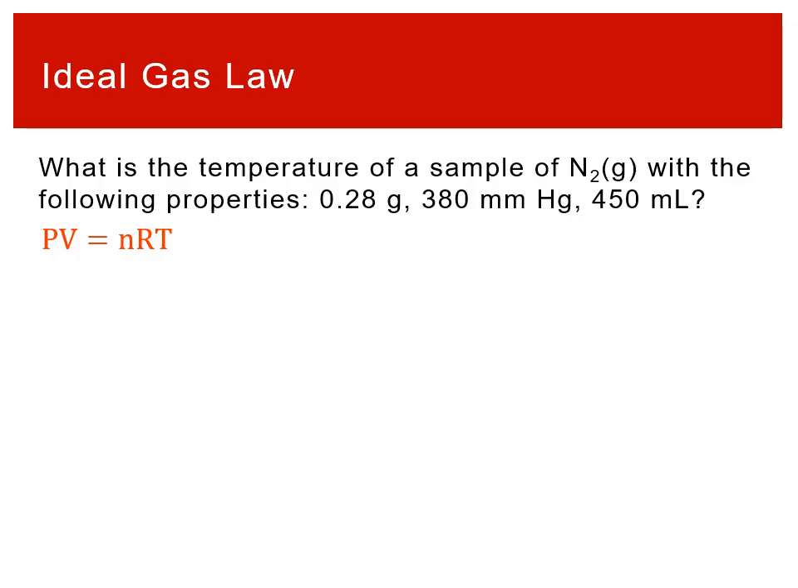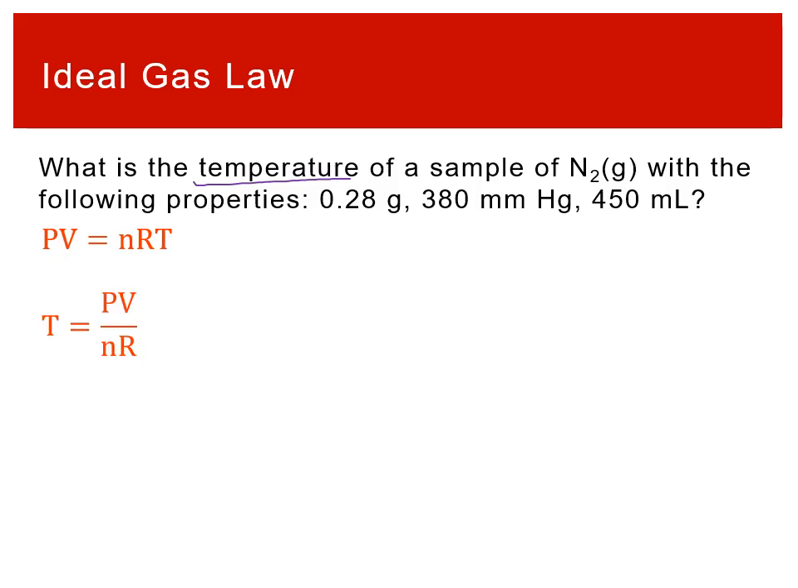So when we're looking at this, we can see again there's a lot of values given to us. What we want is temperature, and we're not given any other temperature value. But we're given a lot of information. We have a mass, a pressure, and a volume. All of those things are different aspects of a single state of gas, and so we want to use the ideal gas law here.